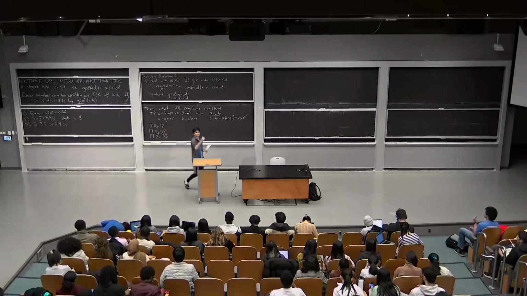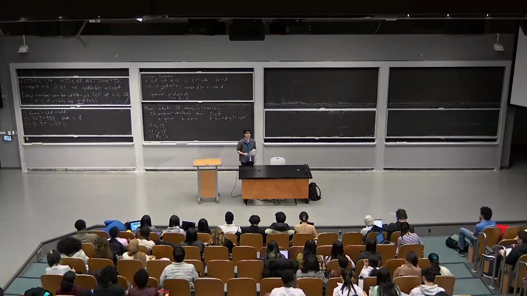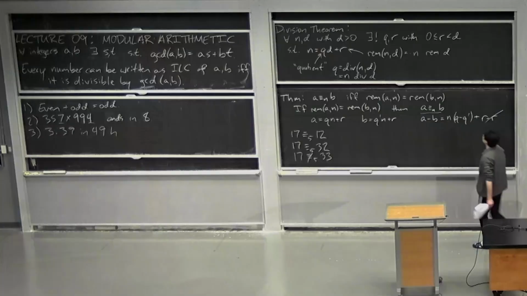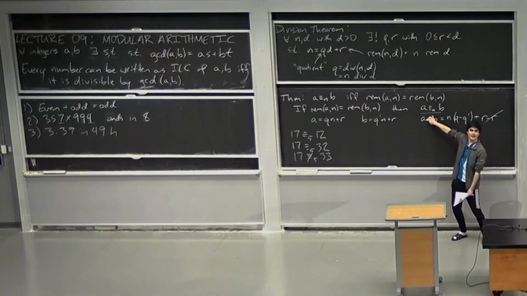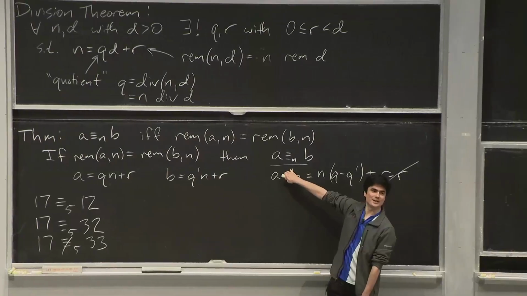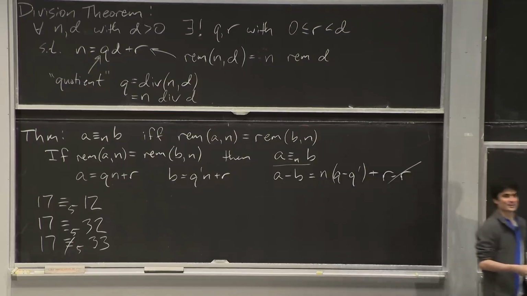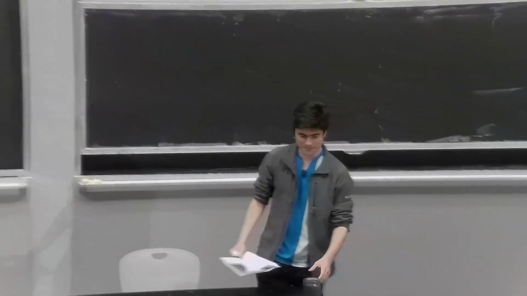Okay, yeah. Can you just please repeat how you verbally say that notation with congruency? How we say this? A is congruent to B mod n, or A is congruent mod n to B. There are several different ways of saying it. Okay.